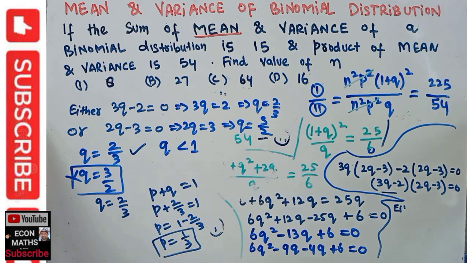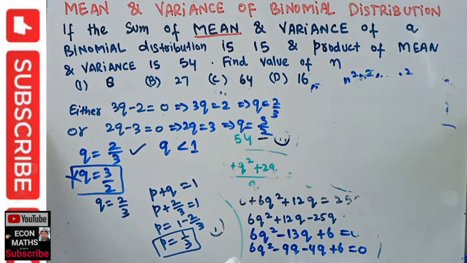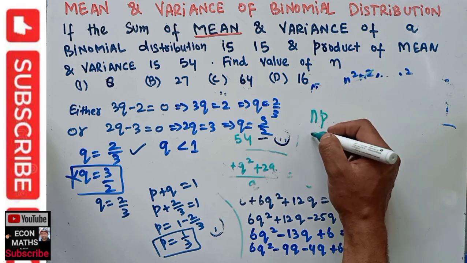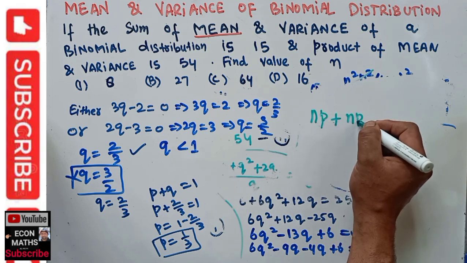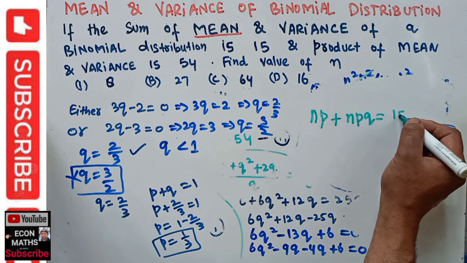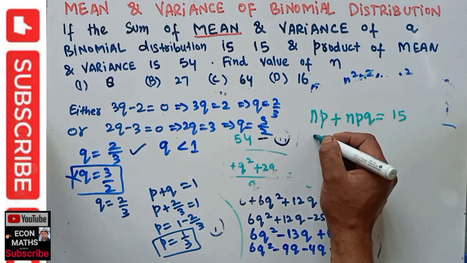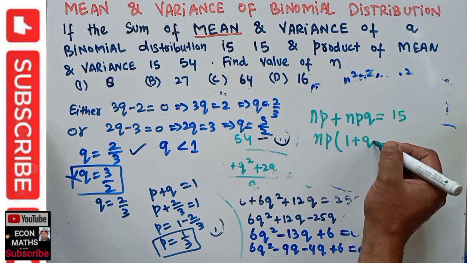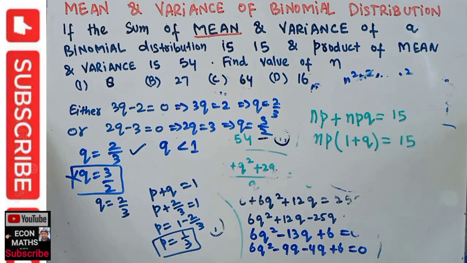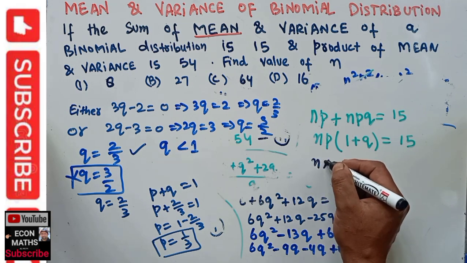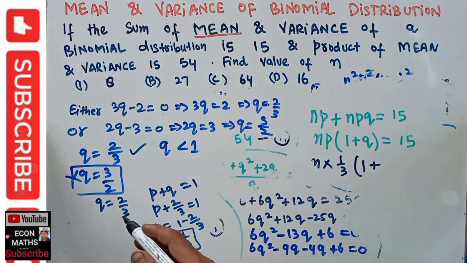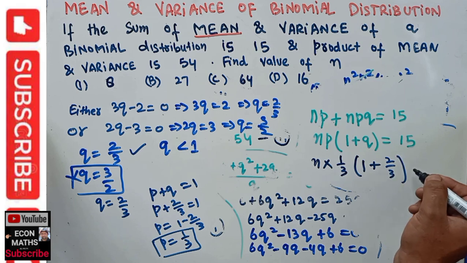Coming back to the question, we had the sum of mean np and variance npq equal to 15, or I can write np times (1 plus q) is equal to 15. So we got the value of p and q here. Let us plug in: n into p is 1 upon 3, bracket 1 plus q is 2 upon 3, is equal to 15.